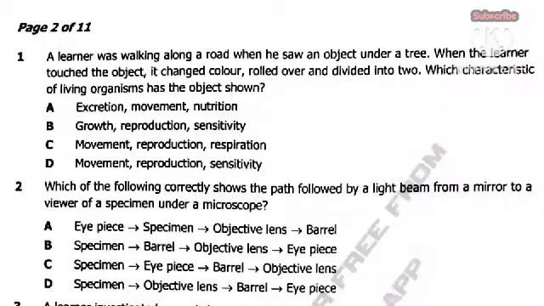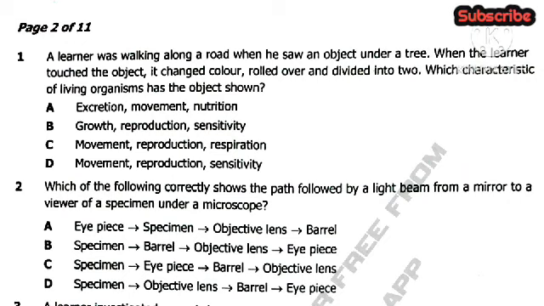The first question: Elena was walking along a road when he saw an object under a tree. When the learner touched the object, it changed color, rolled over, and divided into two. I think I've seen this question before. I don't know about you. Which characteristic of living organisms has the object shown?